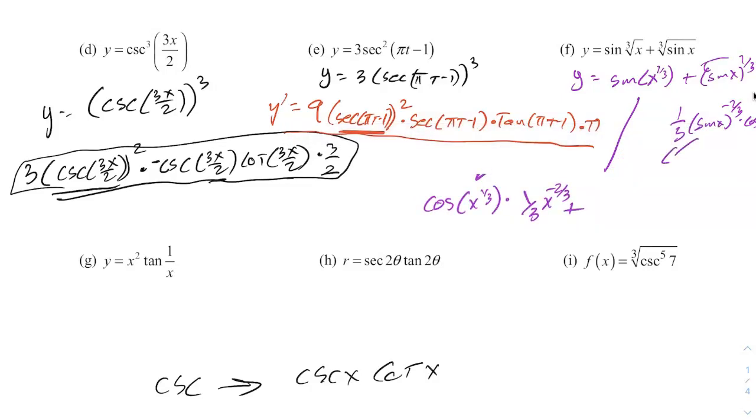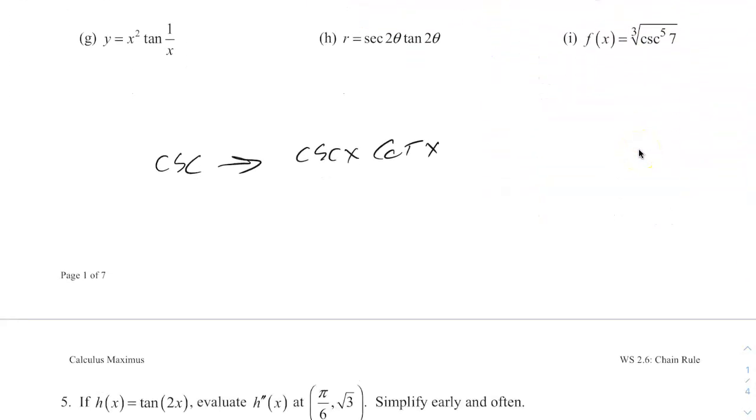I got some skills, and that goes there. 1/3 sine of 2/3 times cosine of x. So that's our answer for that one. Let's go here. I'll erase it. Don't need this anymore. Okay, so this one, take a derivative here.